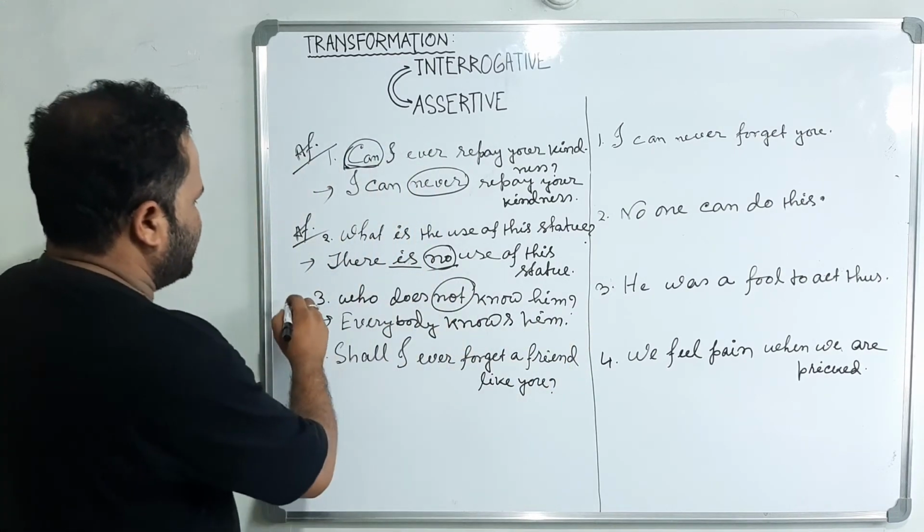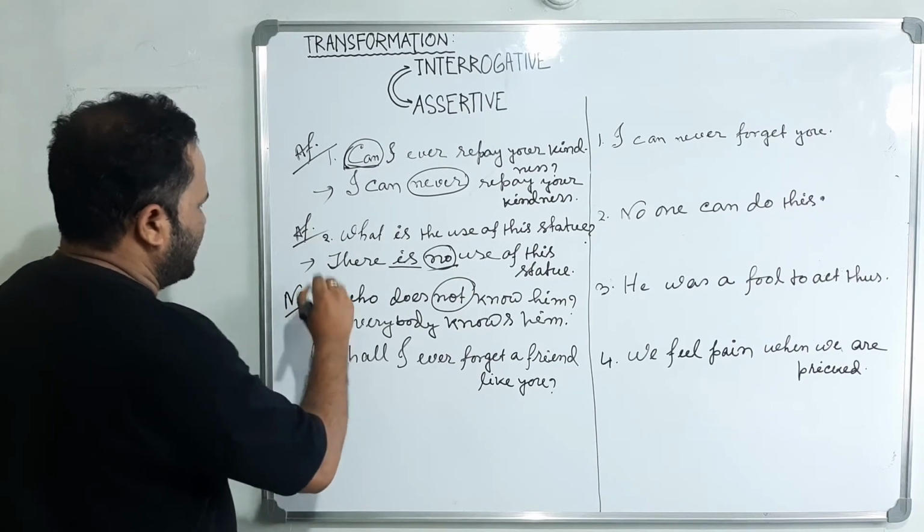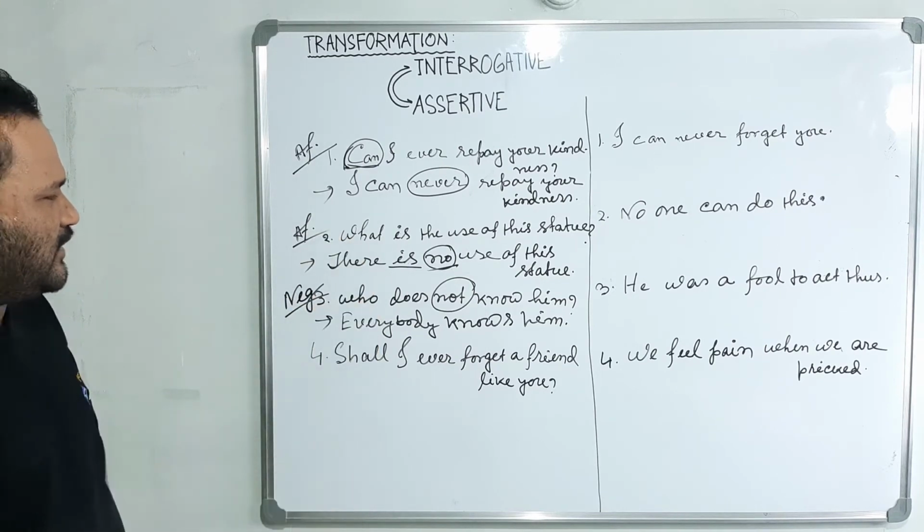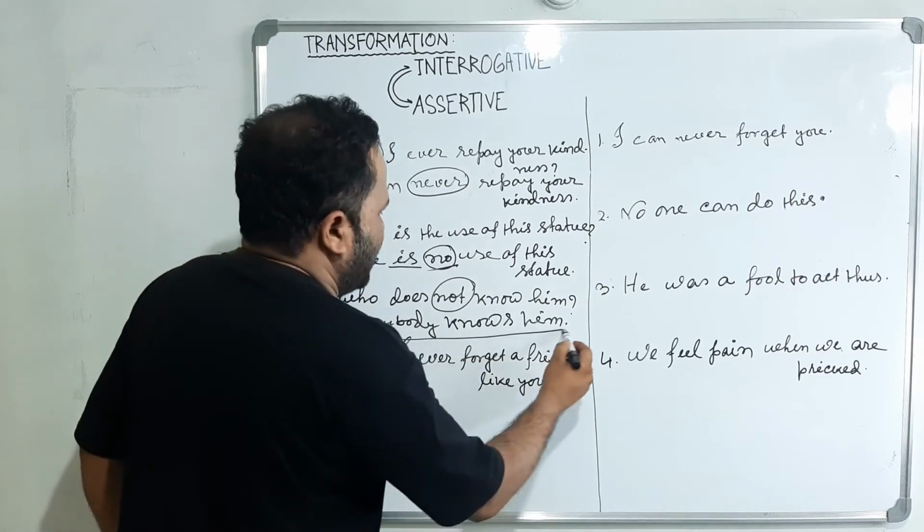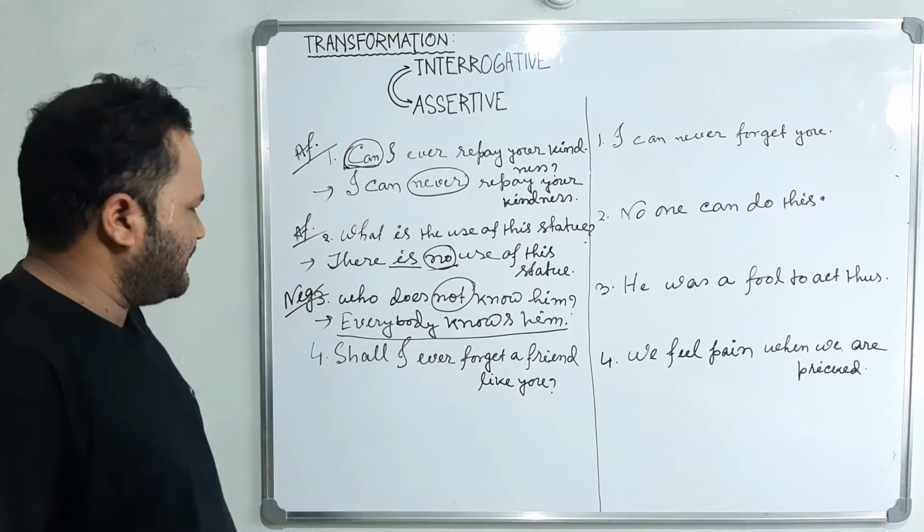Here, who does not know him? It has a negative word, that is, it is in the negative. The question is in the negative, so you have to write the assertive sentence in the affirmative.